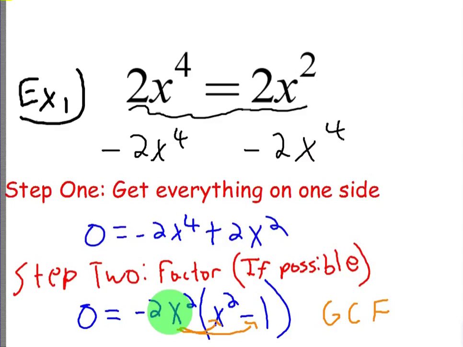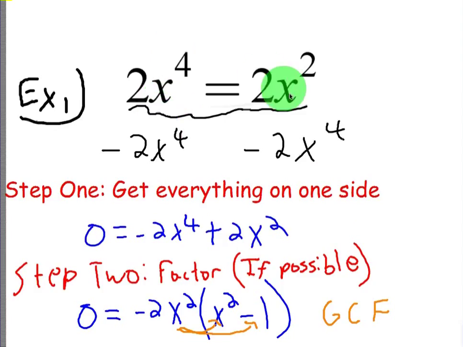So let's do an example that's not on the worksheet, and then we'll do two examples on the worksheet. So the first example is 2x to the fourth equals 2x squared. Now, it says step 1, move everything to one side, but if you notice on your worksheet, everything is already on one side. Everything is equal to 0, so you don't have to do step 1 on the worksheet. But just like the last test we had, you had stuff on separate sides, you had to move one thing to the other. Make sure you do that for step 1.